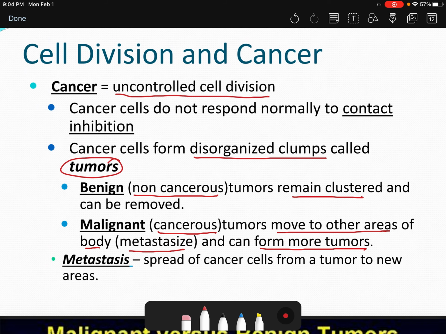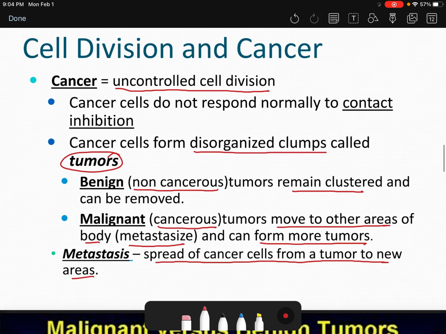So metastasis is the spread of cancer cells from a tumor to a new area. All right, and that's what we don't like to have happen. Once cancers get to be that way, it's sometimes tough to control them. And so it's easier if we can catch it right at the very, very earliest stages, while it's still clumped in one area. Then a lot of times maybe we can cut it out and remove it through surgery, and then use chemotherapy or radiation and those types of things to help control it as well.